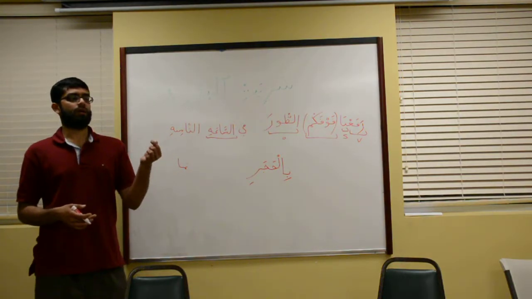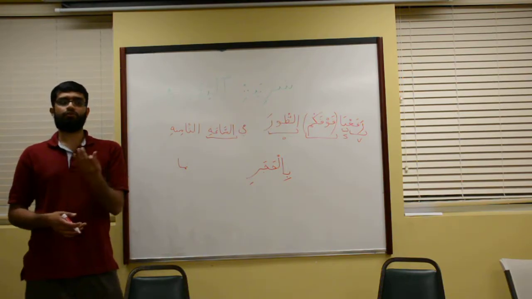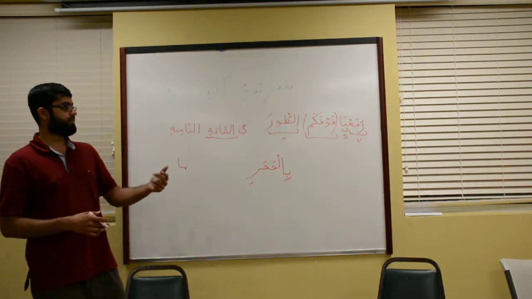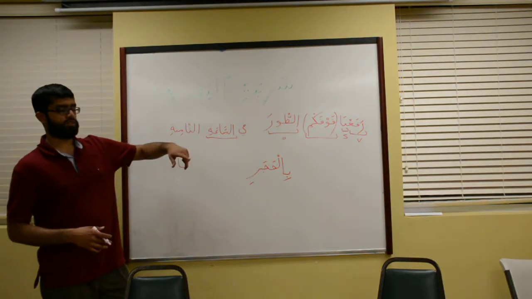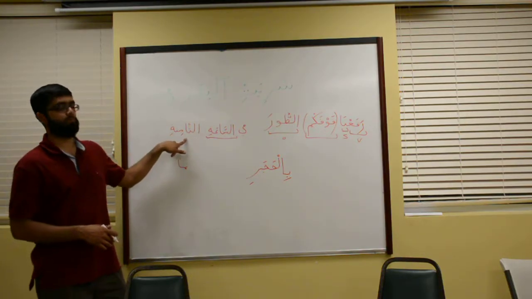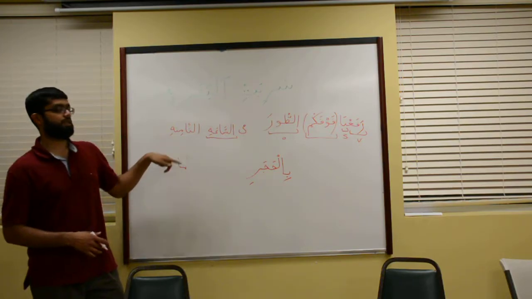الأول, الثاني, what's the third? ثالث. Fourth, الرابع. Fifth, خامس. If you don't remember, it's okay. سادس, what's the seventh? سابع, and then the eighth is ثامن. Okay, we'll go over these again. So ثامن is the 8th.